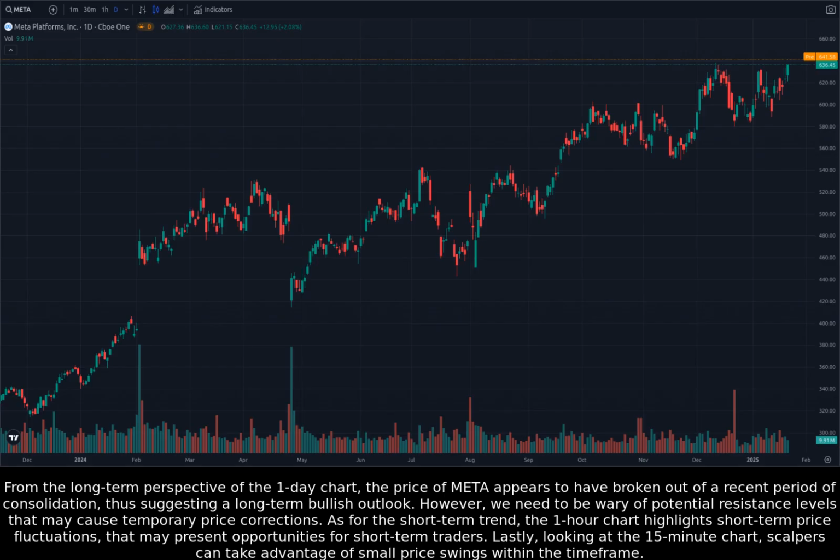From the long-term perspective of the one-day chart, the price of Meta appears to have broken out of a recent period of consolidation, thus suggesting a long-term bullish outlook. However, we need to be wary of potential resistance levels that may cause temporary price corrections. As for the short-term trend, the one-hour chart highlights short-term price fluctuations that may present opportunities for short-term traders. Lastly, looking at the 15-minute chart, scalpers can take advantage of small price swings within the time frame.